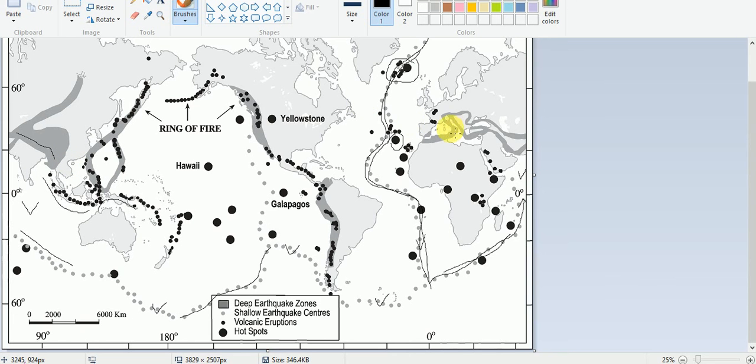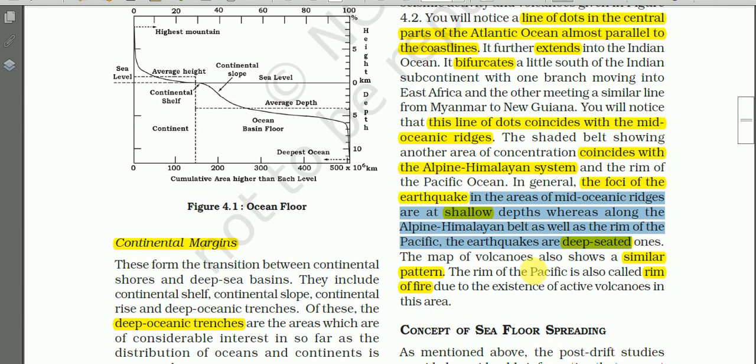And here also, in this Alpine mountain belt, the earthquake focus is deep-seated, whereas along these Atlantic ridges the focus of earthquake is shallow. And the map of volcanoes also shows a similar pattern. That means the zone of earthquakes and the zone of volcanoes are similar.